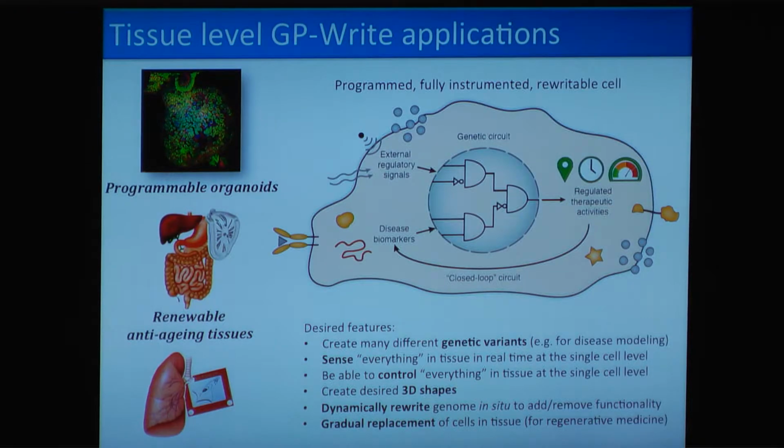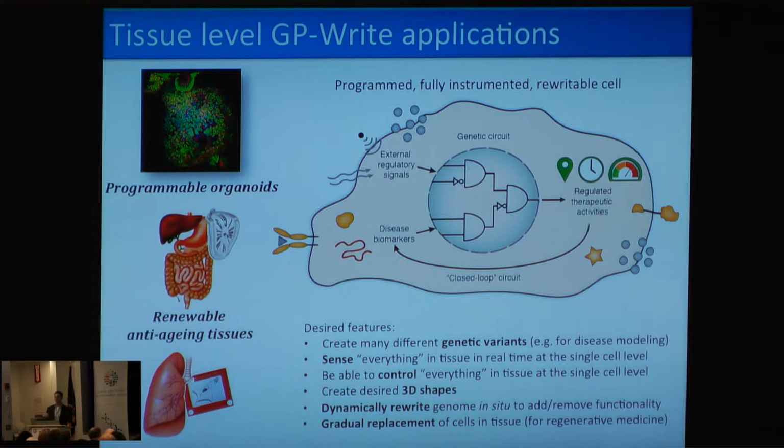And so we'd like to move forward on this notion of programmable organoids to enhance those organoids, and also to think about the notion of renewable anti-aging tissues and rewritable organoids as well, where we can add new functionality. So we'd like to create, first of all, certainly many different genetic variants. That's pretty obvious, and that's something that we could highly benefit from in a human genome project.